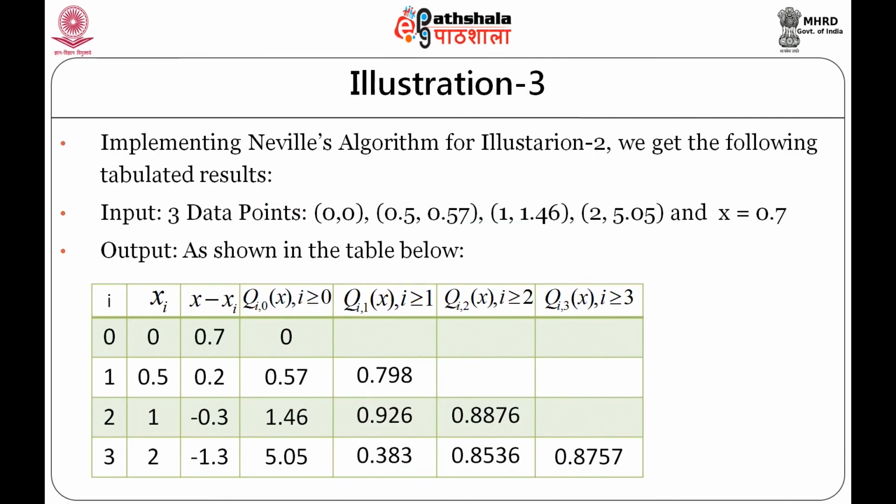We are doing it through illustration. So, this simple illustration we are now trying to understand. We are implementing Neville's algorithm for illustration 2, again continuing with the same illustration 2 which we did in the earlier module, and we get the following tabulated results for that. So, we have got data points. What is the input to this? Data points we have to give, and n is 3, so n plus 1, 4 data points. So, 0 0, now 0.5, 0.57.